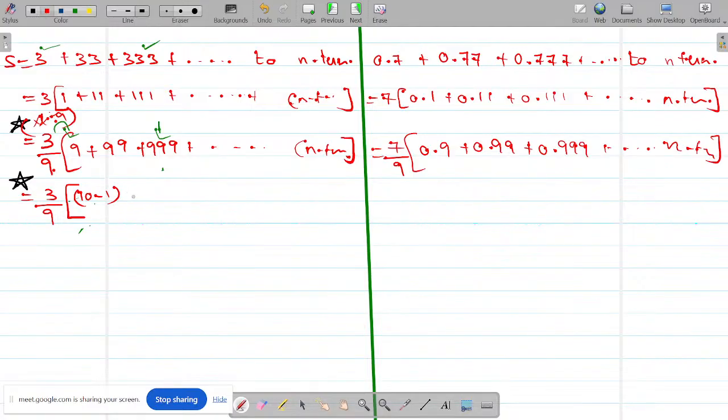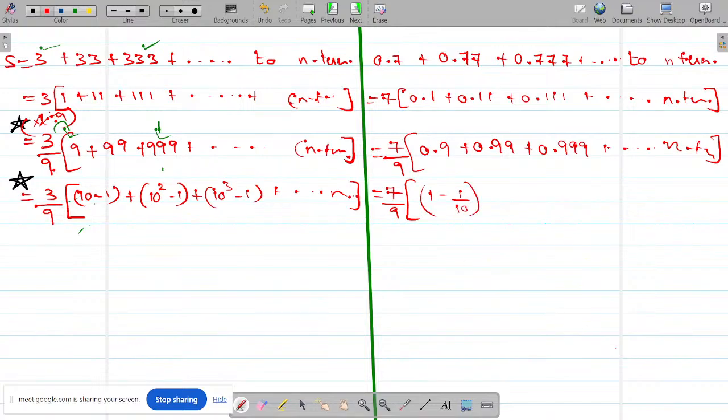Instead of writing 9, I'm going to write 10 minus 1. So can you guess what would be this one? 10 square minus 1. 100 is 10 square. So 100 minus 1, 99. Can you guess the third one? Up to n terms. Yes, the second problem, 7 by 9. Here I cannot write 10 minus 1. Instead I can write 1 minus 1 by 10.